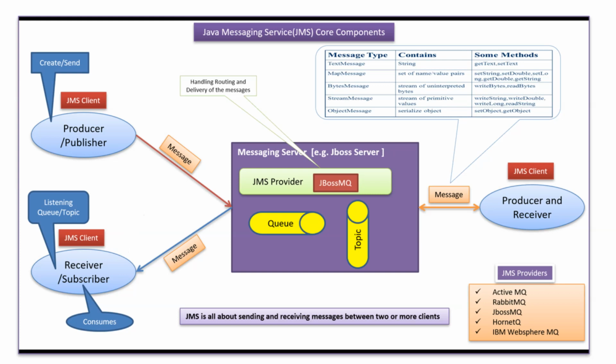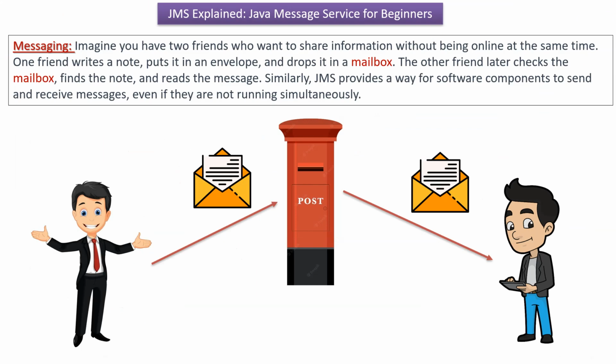And JMS is all about sending and receiving messages between two or more clients. Messaging. Imagine you have two friends who want to share information without being online at the same time. One friend writes a note and puts it in an envelope and drops it in the mailbox. The other friend later checks the mailbox, finds the note, and reads the message. Similarly, JMS provides a way for software components to send and receive messages even if they are not running simultaneously.